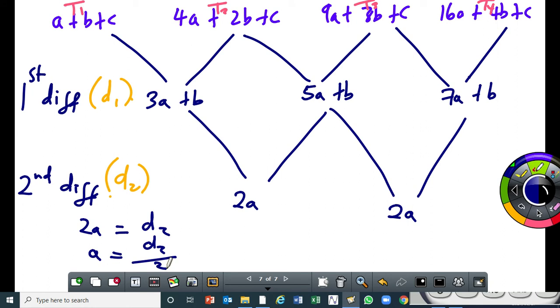In the general equation, you must determine your second difference. Then you divide it by 2.